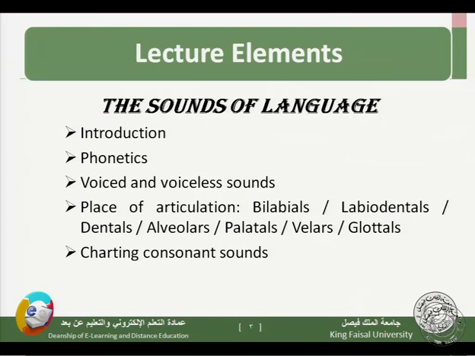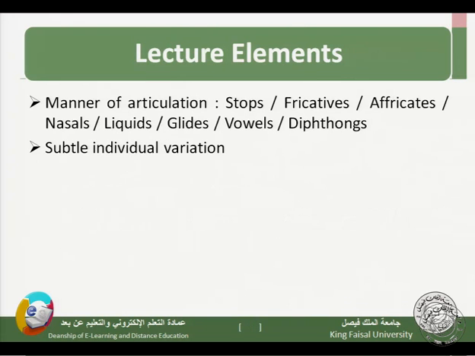Concerning the place of articulation, we'll speak about bilabials, labiodentals, dentals, alveolars, palatals, velars, glottals, and we'll see a chart concerning the consonants of the English language. As well, we are going to talk about the manner of articulation. With the manner of articulation, we'll talk about the stops, fricatives, affricates, nasals, liquids, glides, vowels, diphthongs, and we will speak about the subtle individual variations.